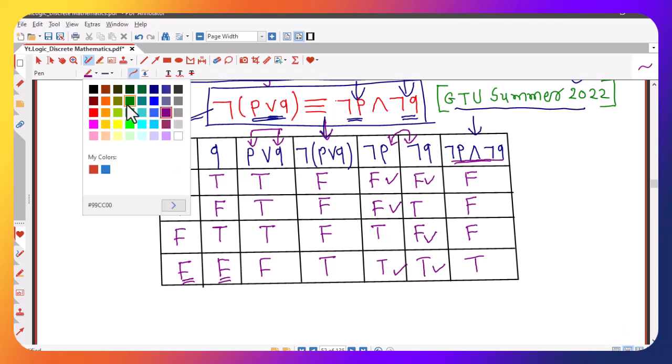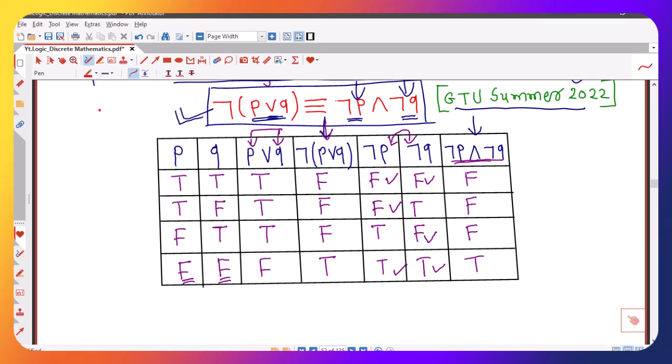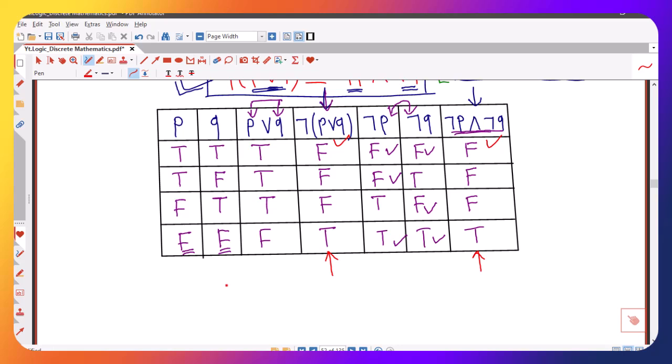So now we have constructed the truth table, and now we observe these two columns. We can see that these two columns agree corresponding to these two compound propositions. Therefore we can say that these two compound propositions are logically equivalent. In notation we write it this way: negation of P or Q is equivalent to negation P and negation Q.